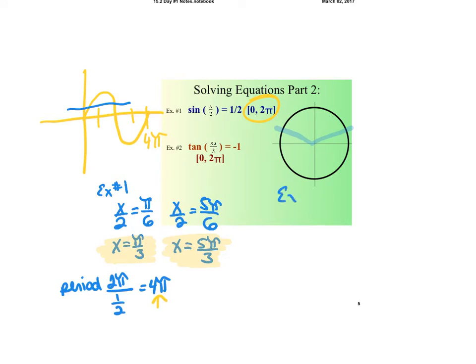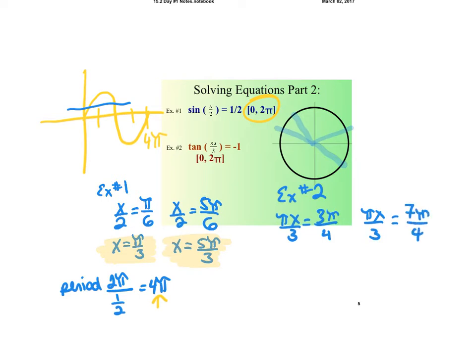Okay, so example number 2, first you start with where is tangent equal to -1. Tangent is equal to -1 in quadrant 2 and in quadrant 4. What would that be? 3 pi over 4 and 7 pi over 4. So I'm going to say that pi x over 3 equals 5 pi over 4 in quadrant, just kidding. That should be 3 pi over 4 in quadrant 2, and pi x over 3 equals 7 pi over 4.